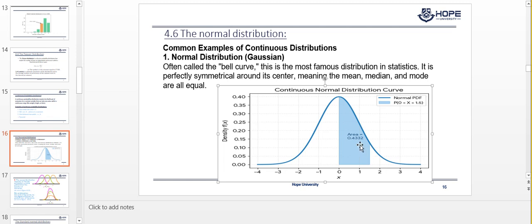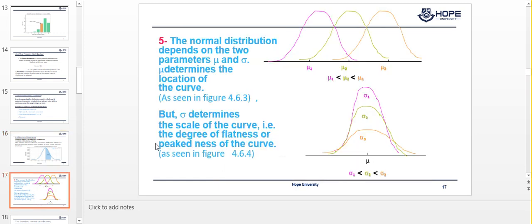So the x is 0.043, which is within 0 up to 1.5. This is a continuous number. The normal distribution depends on 2 parameters. Parameter number 1 is the population mean, and the other is sigma.